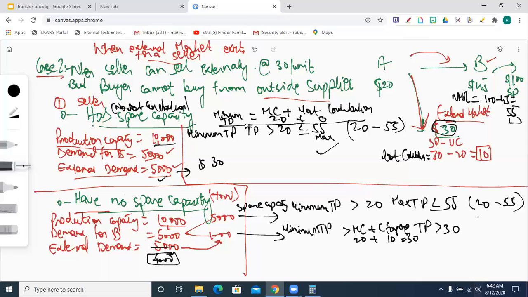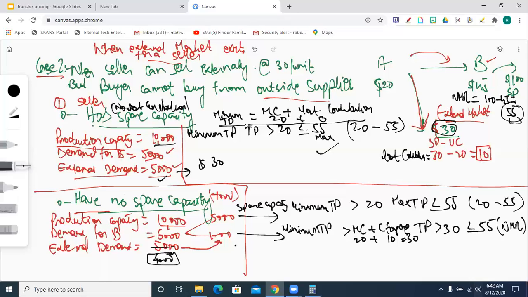And the maximum, again, the same rules apply. The maximum would be set by the buyer again, and he won't be ready to pay more than 55, because in that case he'll be at a disadvantage. You shouldn't pay more than the net marginal revenue he is earning, 100 minus 45, from one unit, which is 55. So you see the rules have changed. When there was spare capacity, he was ready to accept anything above 20 that would cover the marginal cost, but less than the maximum, which is less than the net marginal revenue.